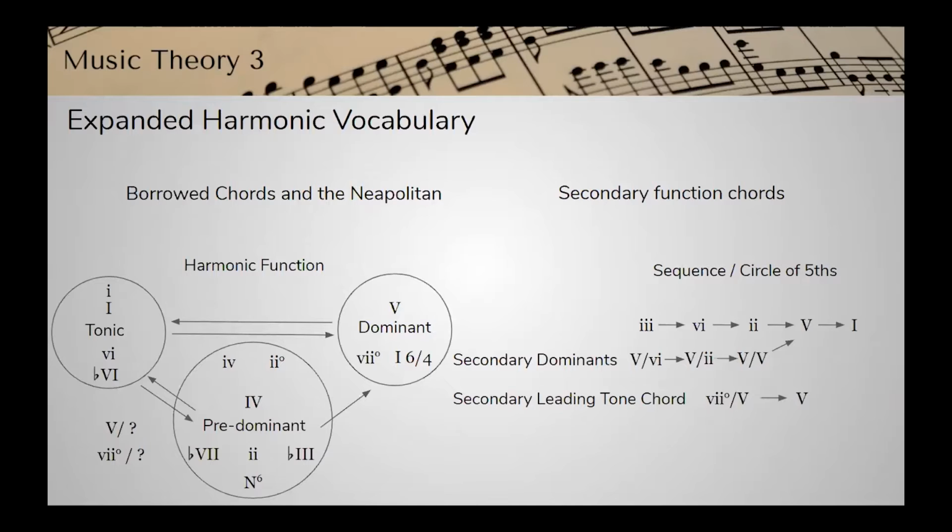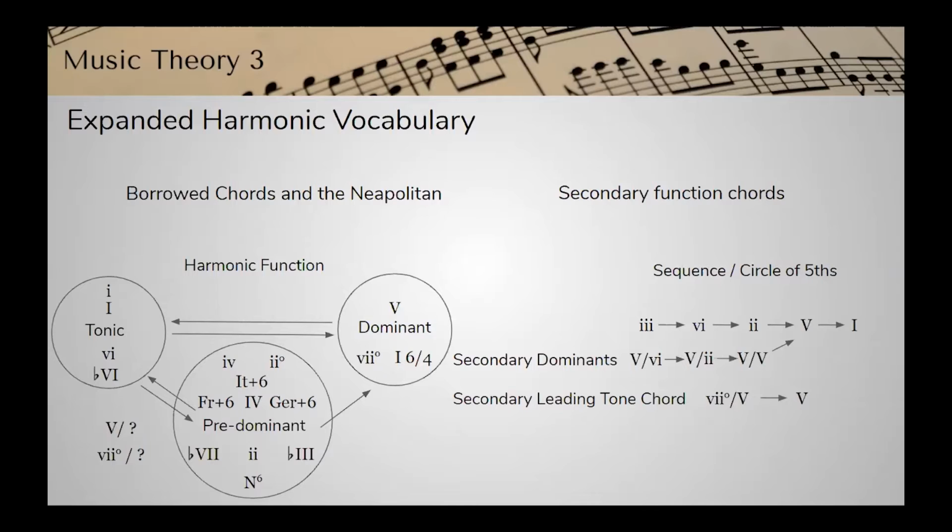Now, you can see that I've put the borrowed chords in there in the predominant section of the harmonic function chart. And that's because all the chords we've been learning about so far have all had a predominant function. And you remember from the reading that the new chords, the augmented sixth chords, also have a predominant function. So our Italian six, our French augmented six, and our German augmented six all have a predominant function. And so they will lead to the dominant chord.